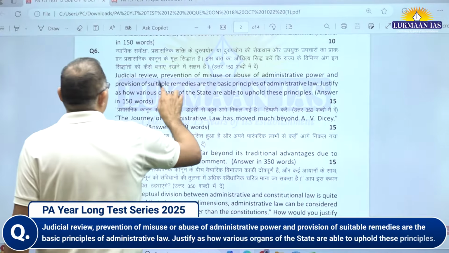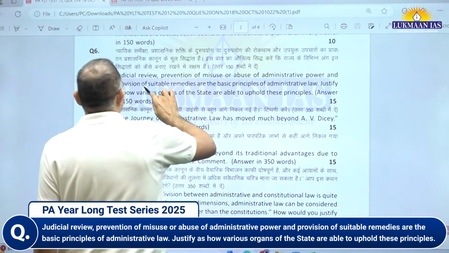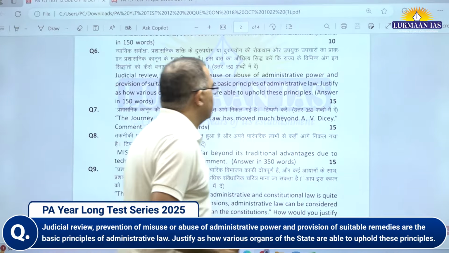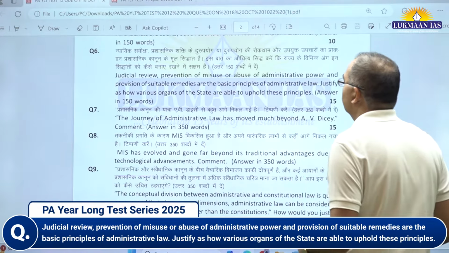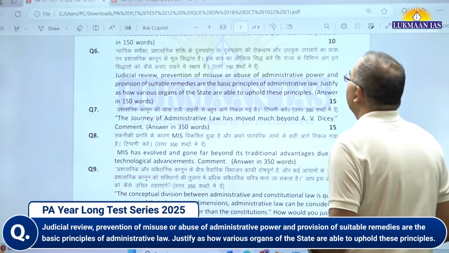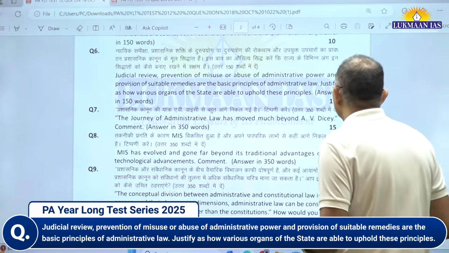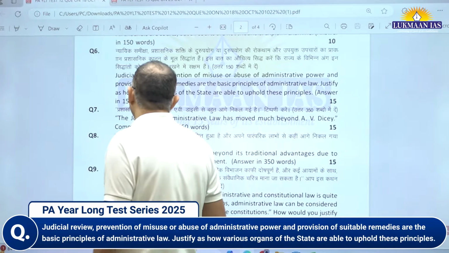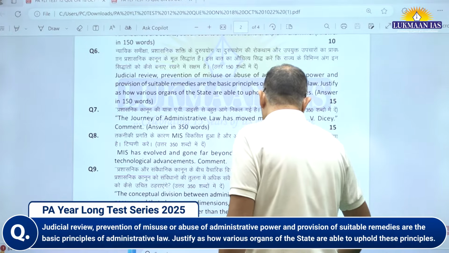Judicial review, prevention of misuse or abuse of administrative power, and provision of suitable remedies are basic principles of administrative law. You can consider justifying how various organs of the state are able to uphold these principles. Means we have to evaluate the various organs of the state. Means you have the three organs and that is how we have to talk.